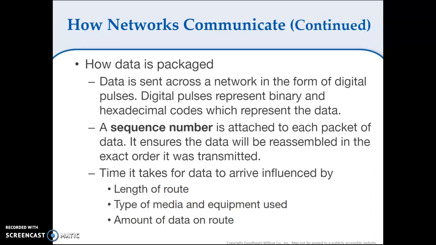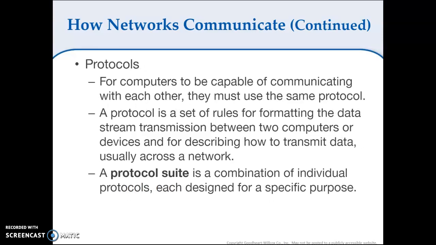Now, the time it takes for data to arrive is influenced by a number of factors. First of all, the length of the route. Is it a long passing of data from one node to the next? The type of media and equipment that's being used, as well as the amount of data on the route. And we all know this because we have requested data through our networks, and we have either been very impressed with the speed of the data transfer, or we have been very disappointed with the speed of the data transfer.